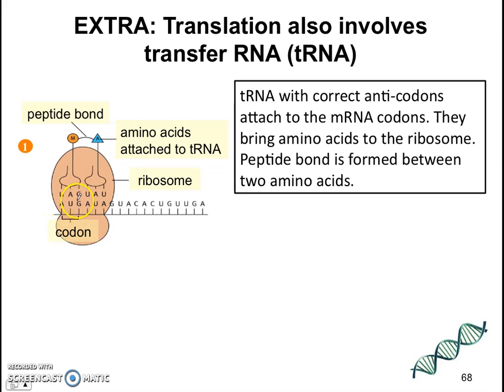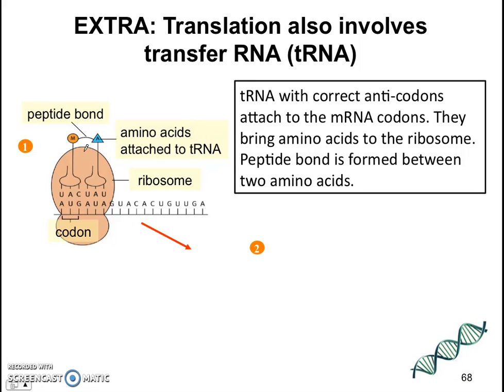M corresponds to AUG. And then the next codon is AUA. It is recognized by this tRNA with an anticodon UAU. And this tRNA with the UAU anticodon will carry the correct amino acid, which in this case is this blue color one. And what happens then is a peptide bond is formed between the two amino acids to join them together.